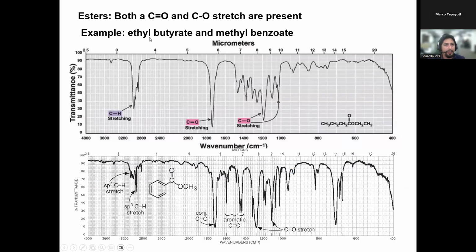And then here we have ethyl butyrate and methyl benzoate. So again, once you start getting more functional groups in your molecule, your spectra starts looking a little bit more complicated. Again, if you go between 2800 and 3200, you will see that carbon hydrogen sp2 sp3 bending. In the first example, ethyl butyrate, we do have a carbonyl group. You can see the structure right over here on the right. And you see that CO carbonyl stretch.